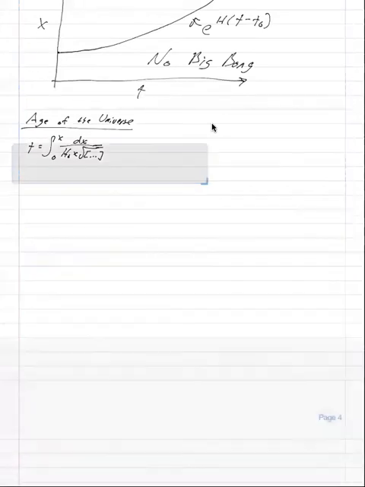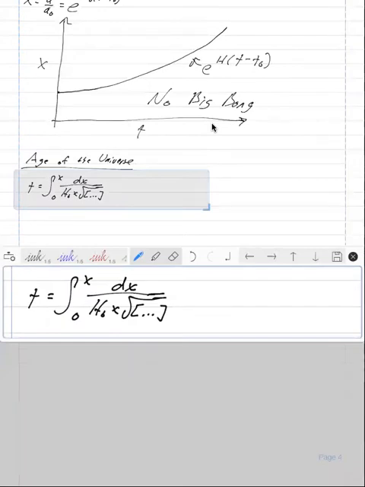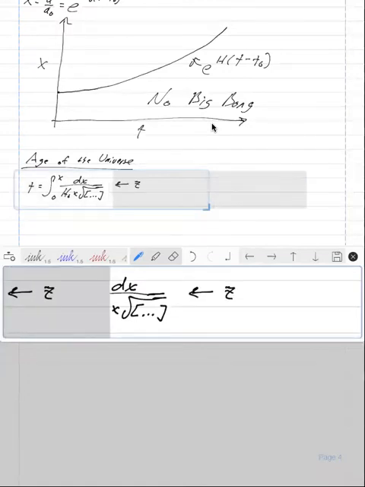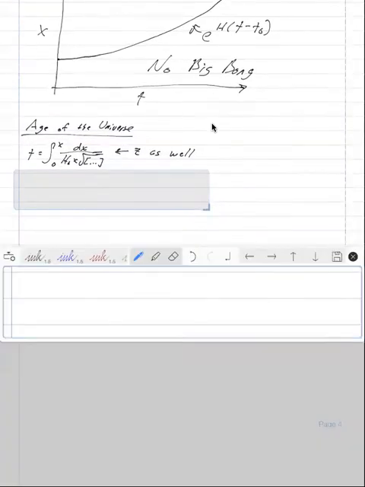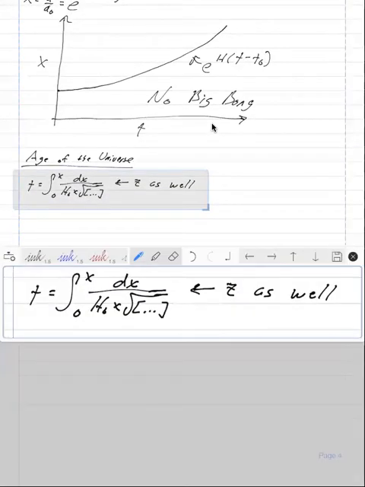Now, in here I write down x. I could also express this in terms of z as well. So if you want to know the age of the universe that corresponds to some particular redshift z, then you can use this to calculate that.